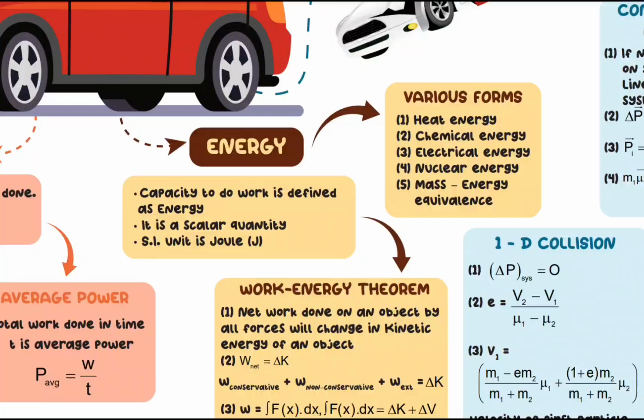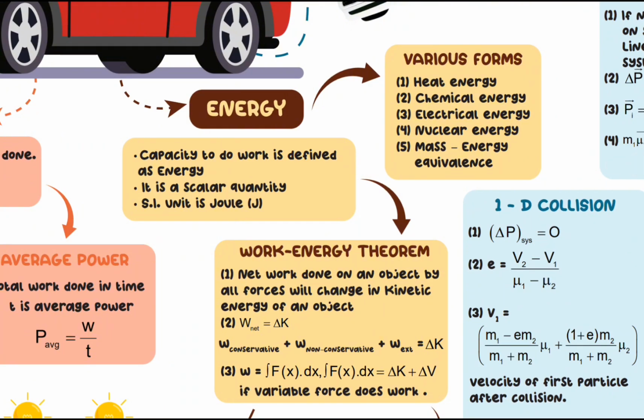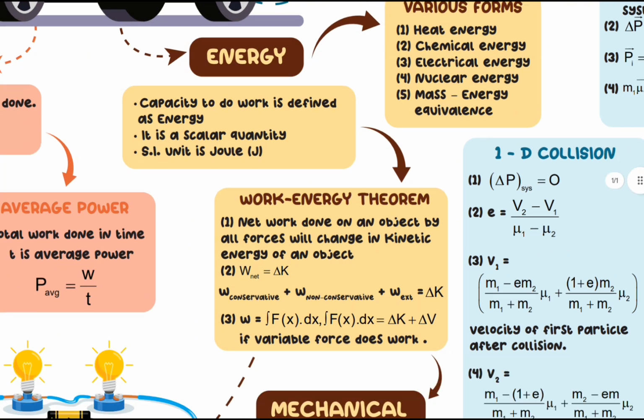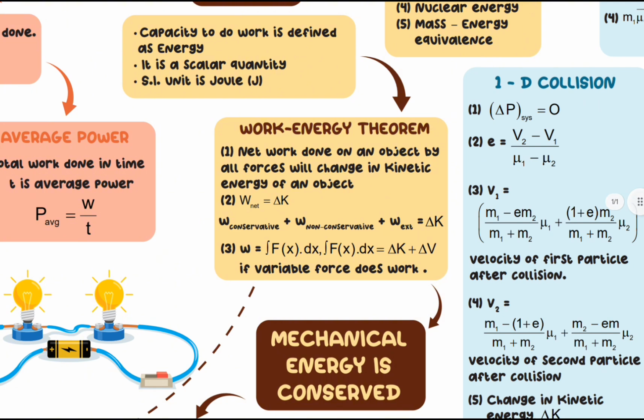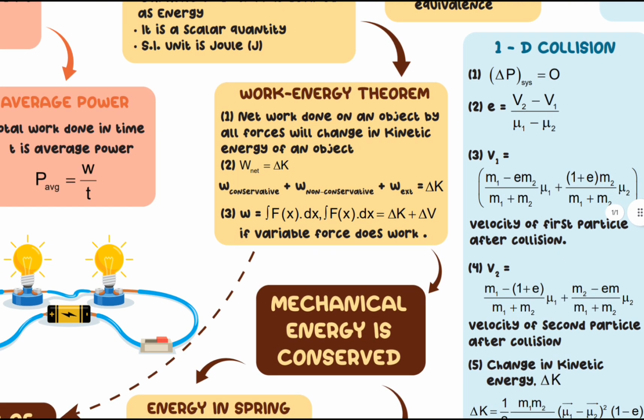Special units. 1 horsepower equal to 746 watt and 1 kilowatt hour equal to 3.6 into 10 raised to 6 joule. Energy. Capacity to do work is defined as energy. It is a scalar quantity. Its SI unit is joule. Various forms: heat energy, chemical energy, electrical energy, nuclear energy, mass energy equivalence.